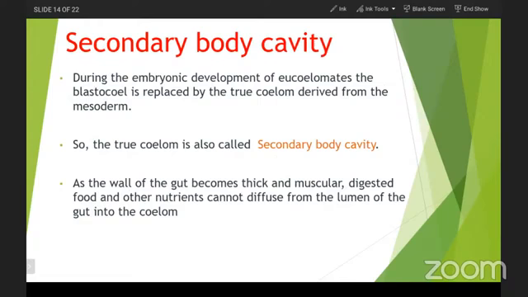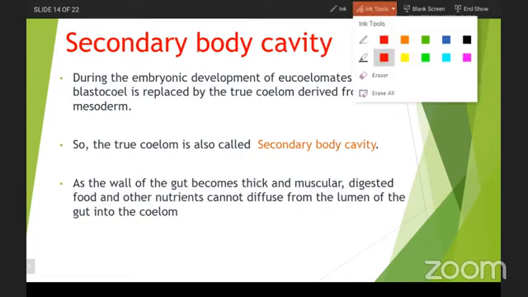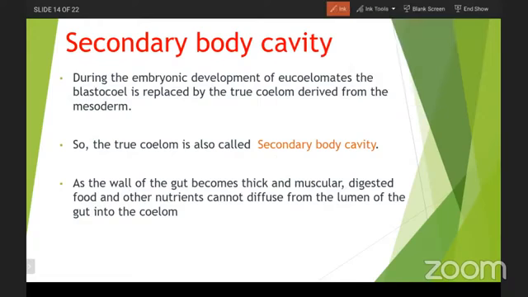Now, secondary body cavity. During the embryonic development in eucoelomates, the blastocoel... So yesterday we discussed the development of the embryo: morula, blastula, and late blastula. It has the blastocoel. The blastocoel is replaced by the true coelom derived from the mesoderm.